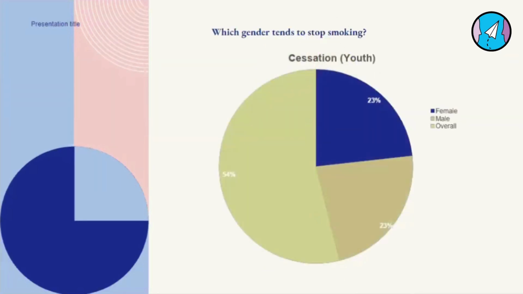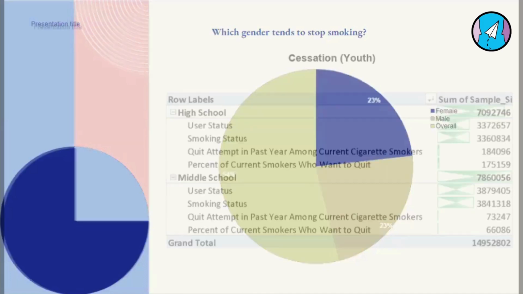Here, because we have female and male, and overall, we find it's nearly the same. There is no gender that tends to stop smoking more than another gender, so it's equal. So from this pie chart we know that it doesn't matter if we target female or male.